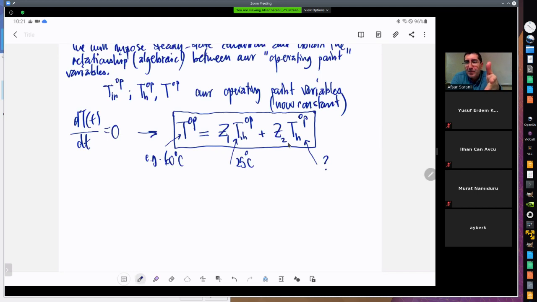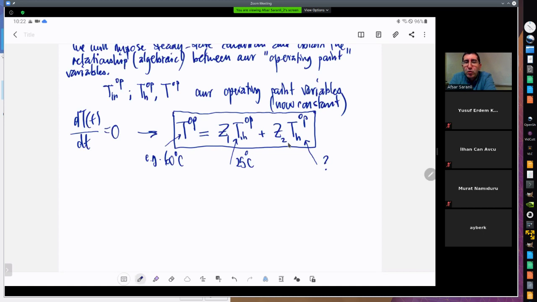If the inflow liquid temperature changes to 35 degrees, you will need to change the heater temperature in order to have a new equilibrium point. Okay? And once you have that, obviously your delta variables will change. So you will be operating your controller around a different operating point in order for that controller to still work.